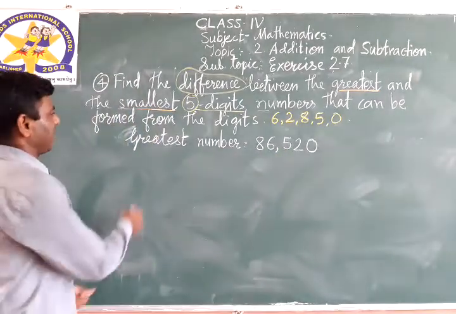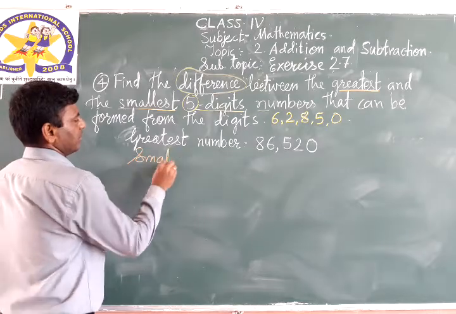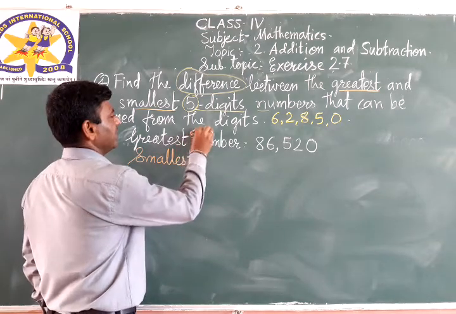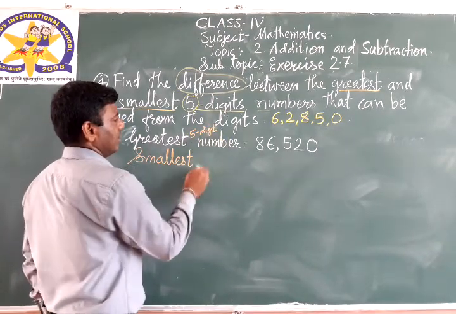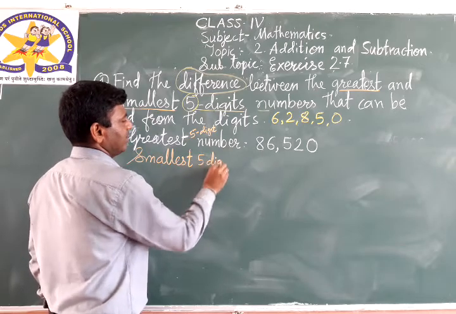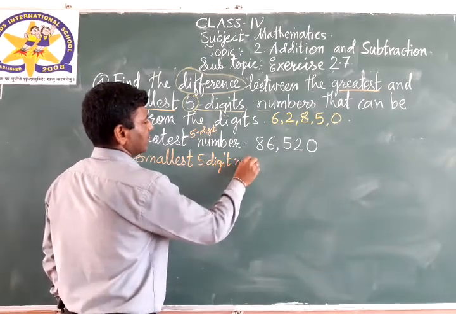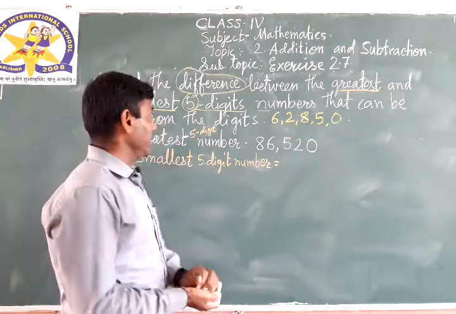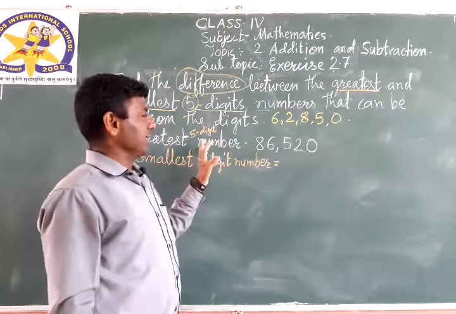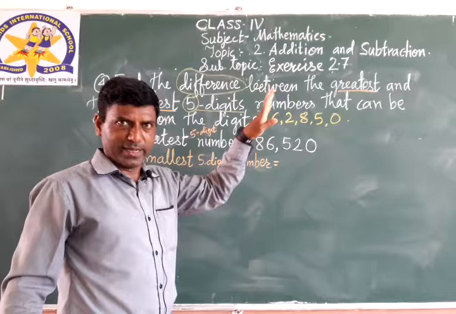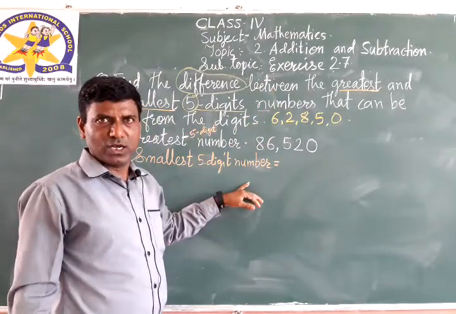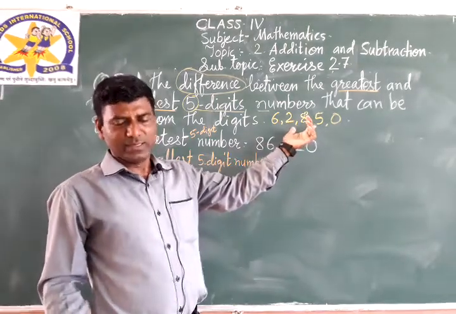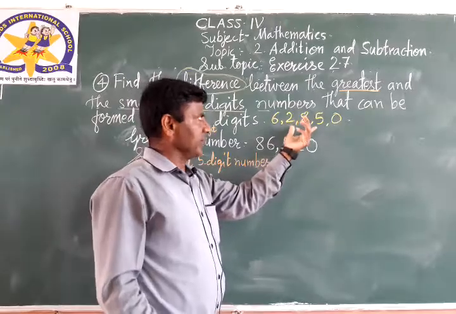Now we want the smallest 5 digit number from these given digits. Already you know very well the greatest 5 digit number is 99999, and the smallest 5 digit number is 10,000. Understand? But the digits are given, so you will have to make it from the given digits.